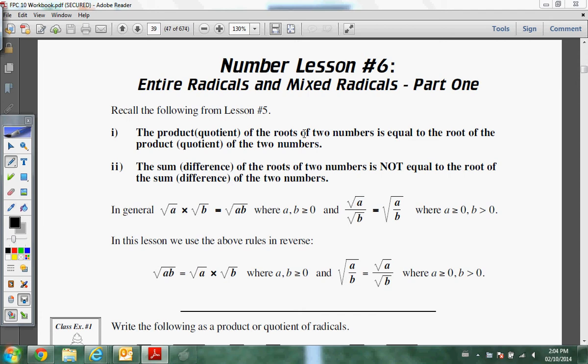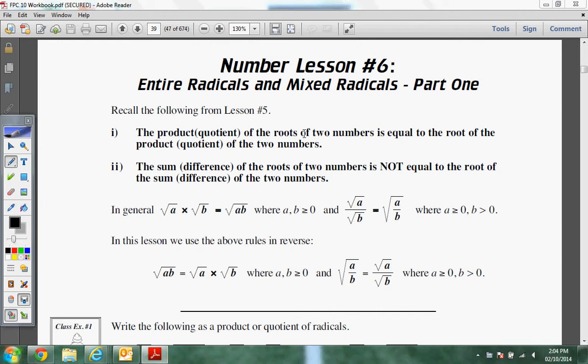All right, so we're still in Unit 3, Lesson 6. We have entire radicals and mixed radicals, Part 1. Recall from your last lesson, the product of the roots of two numbers is equal to the root of the product. That just means you can multiply radicals. Root A times root B is root A times B. You can put them together, that's okay.